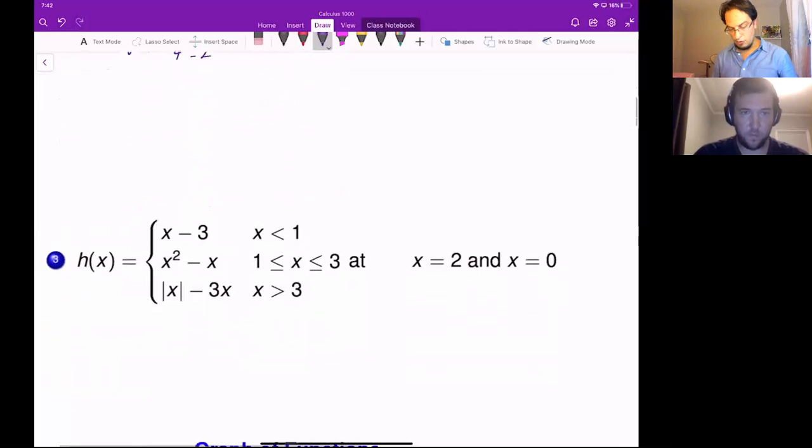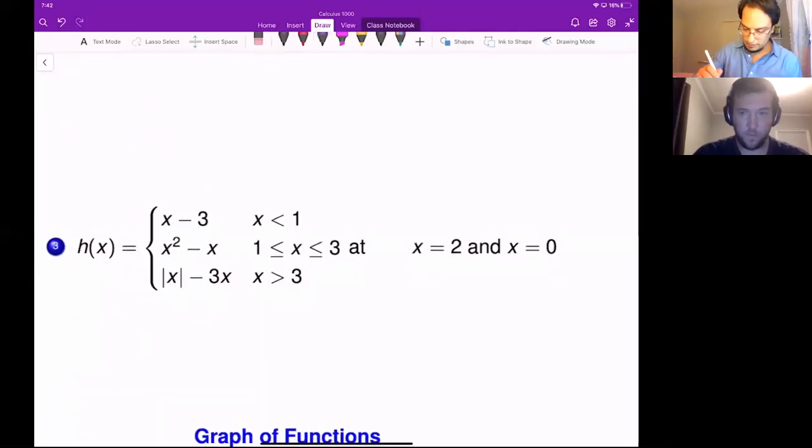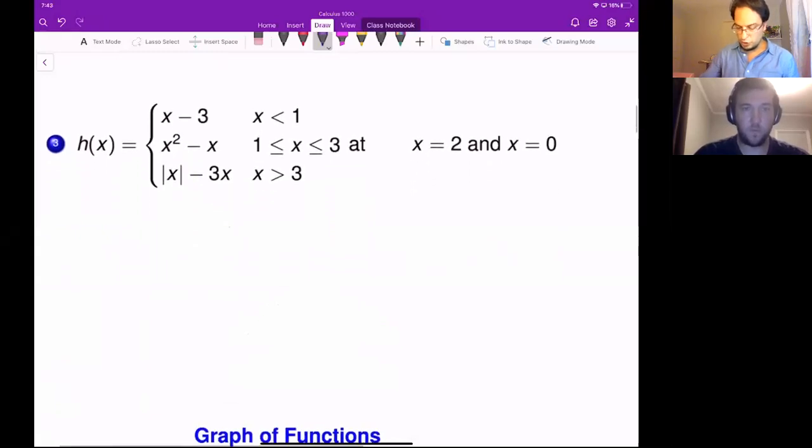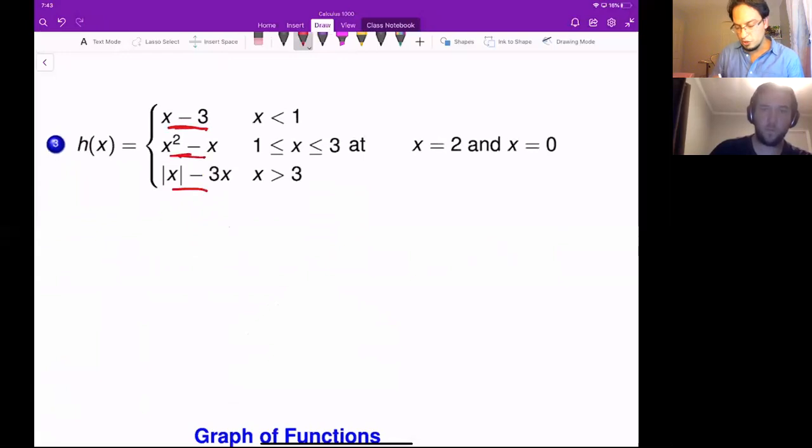And okay, we got to the piecewise defined functions. In these functions, which I'm assuming that you have worked with before, but quickly I will review what is going on, you have different formulas for different ranges of x.